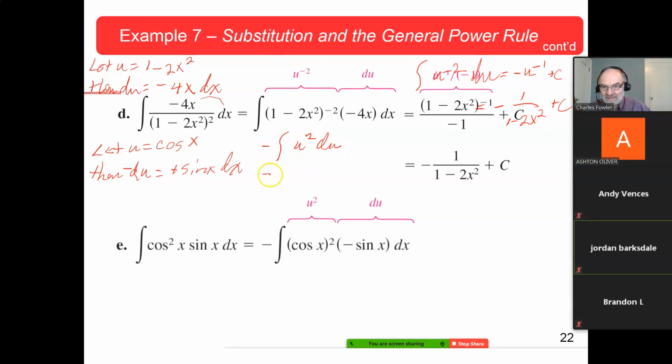Well, we know what that is, right? Minus the antiderivative of u squared. Add 1, yeah, u cubed over 3, and then plus c, and then plugging back in whatever is, a minus cosine cubed x over 3 plus c.